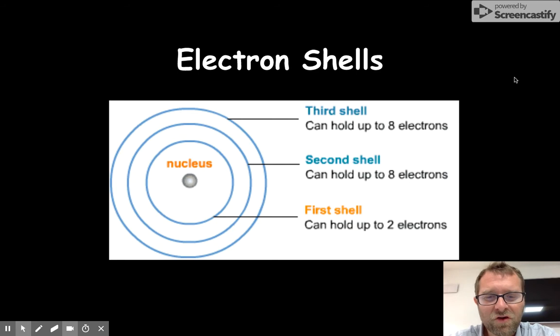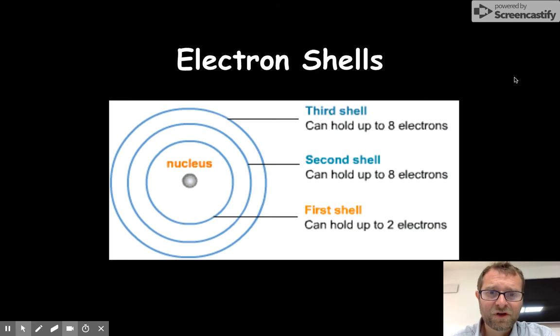So those electrons, do you remember anything about there being electron shells? There's a first shell which can hold 2 electrons, then a second shell, then a third shell. Now these shells are going to be kind of useful in what we're thinking about in a moment. But I'm just reminding you that there was an electron shell structure.